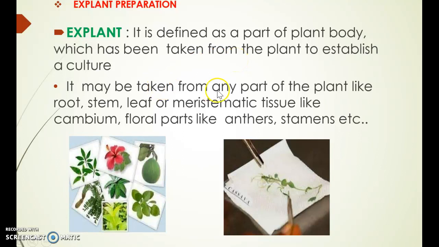It may be taken from any part of the plant. It may be root, stem, flower, fruit, leaf, or floral parts like anthers, stamens, etc. Here in this picture you can see the preparation of the explant. We cannot use the whole plant for the culture, so the explant should be prepared such that its length is around 1 to 1.5 centimeter.